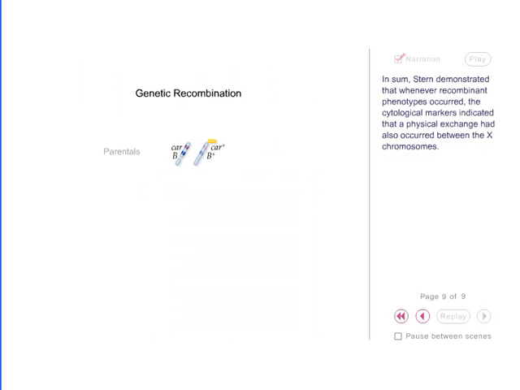In sum, Stern demonstrated that whenever recombinant phenotypes occurred, the cytological markers indicated that a physical exchange had also occurred between the X chromosomes.